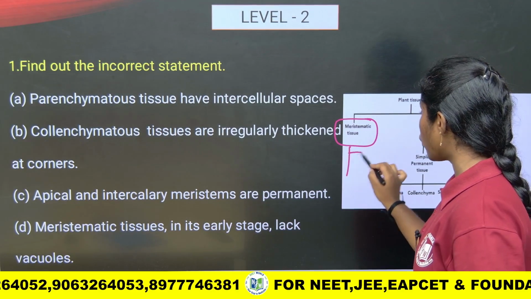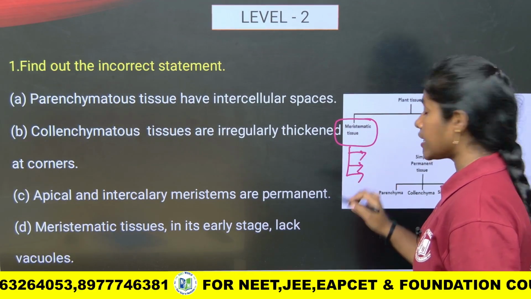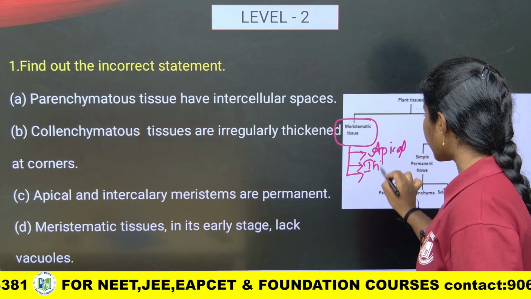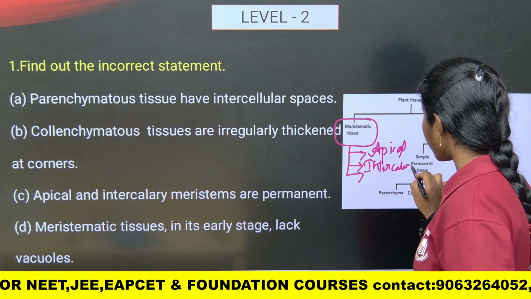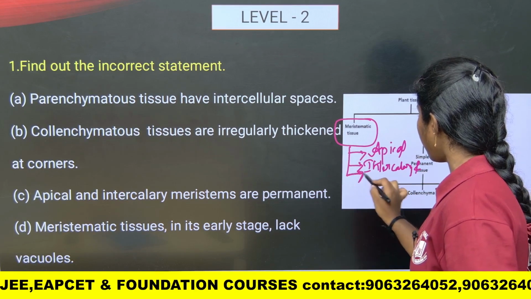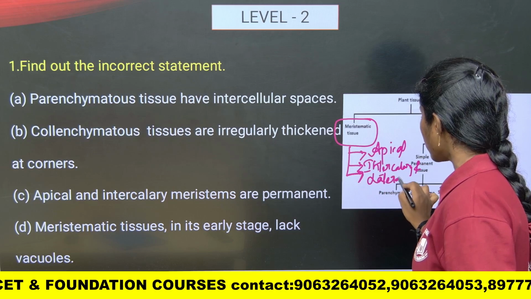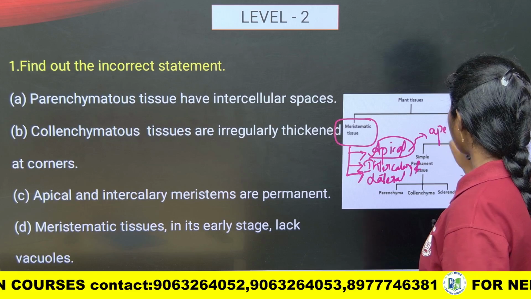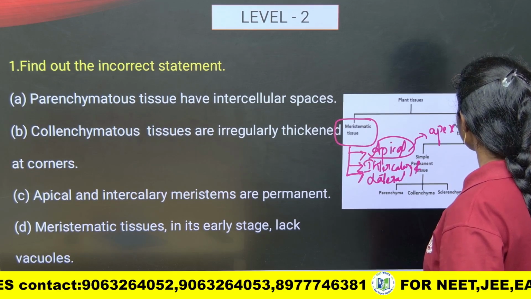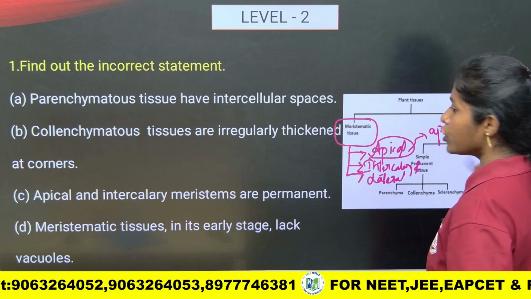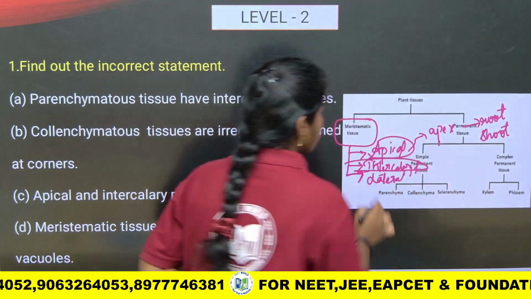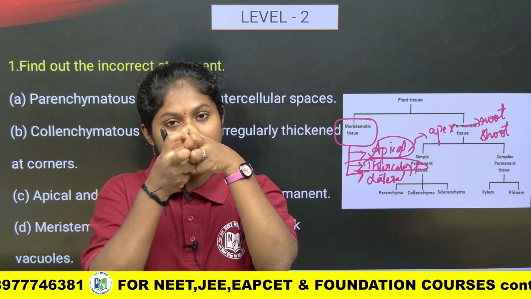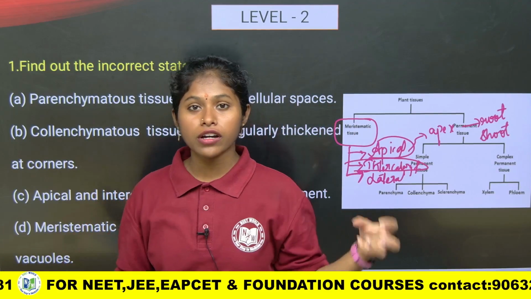Meristematic tissues, based on the location in the plant parts, are of three types. What are they? Apical meristem, intercalary meristem and lateral meristem. Right, children? What is meant by apical, children? Epi means apex. Apex means tip. It is mainly present in the root tips and also shoot tips. And coming to the intercalary, it is mainly present between node and node, which is helpful in the elongation of the internodes.